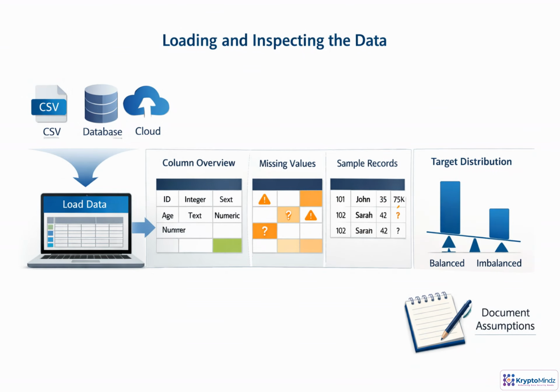The first executable step is getting the data into a form Python can work with. In pandas, that often starts with read CSV, followed by quick checks like head, info, missing value counts, and value counts for the target column. These checks answer practical questions. What columns exist? Are the data types sensible? What values are missing? Is the target balanced? Record assumptions now, because reproducibility starts before modeling.